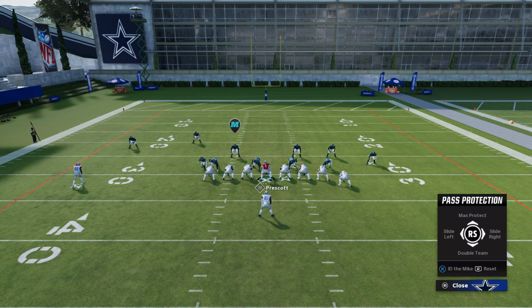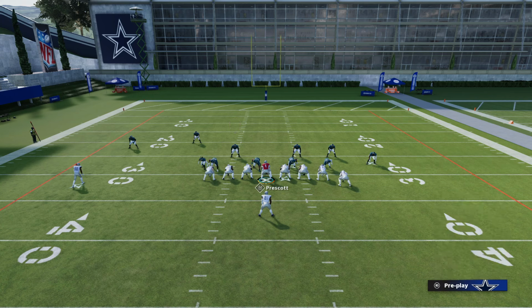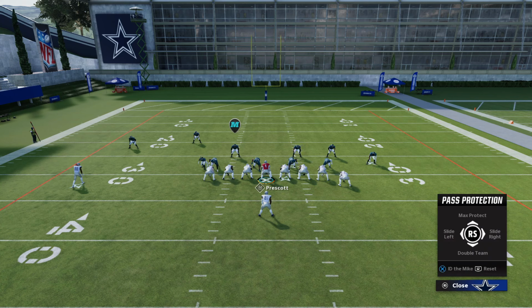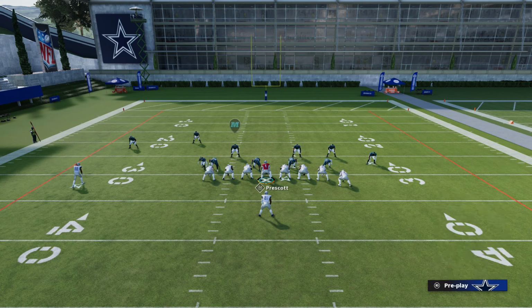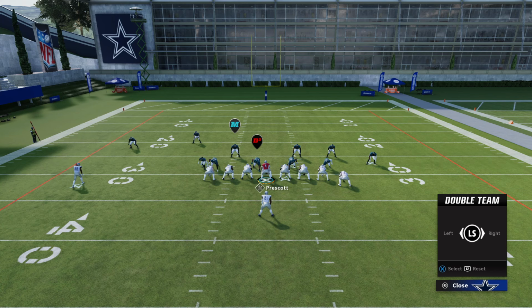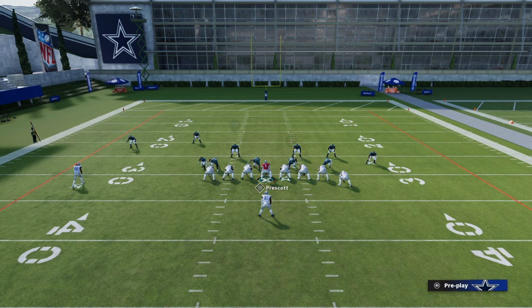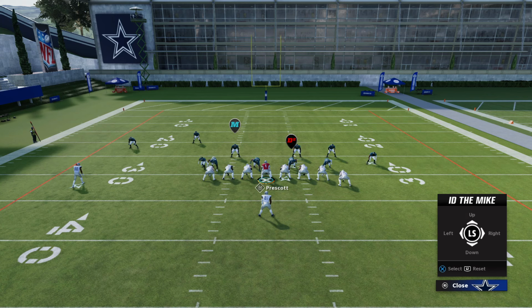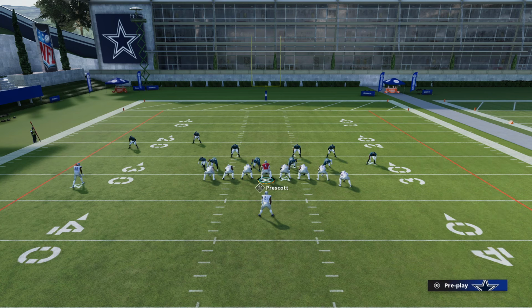And the next thing we're going to talk about is the slide left and slide right protection. This is going to allow you to have more protection towards one side. Also, sorry, I forgot to tell you guys how to do this. For double team, you're going to press L1 and then down on the right stick, and then you're going to select the guy that you want to double block. For ID the Mike, you're going to press L1, then X, and then you're going to identify the middle linebacker.